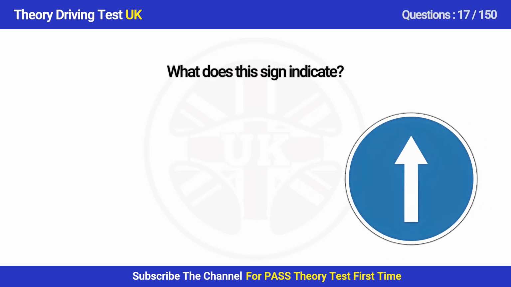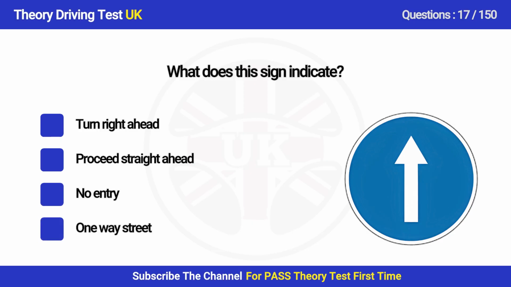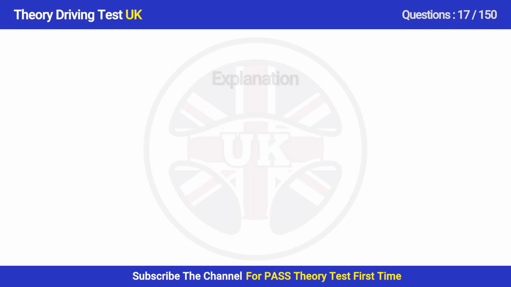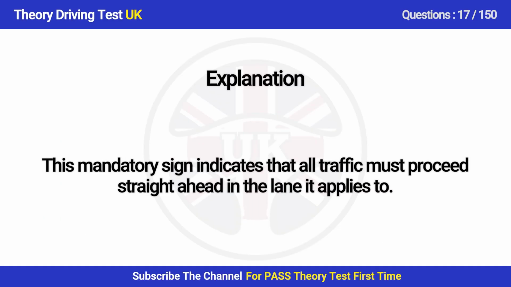Question 17. What does this sign indicate? A. Turn right ahead. B. Proceed straight ahead. C. No entry. D. One-way street. Answer is B. Proceed straight ahead. This mandatory sign indicates that all traffic must proceed straight ahead in the lane it applies to.